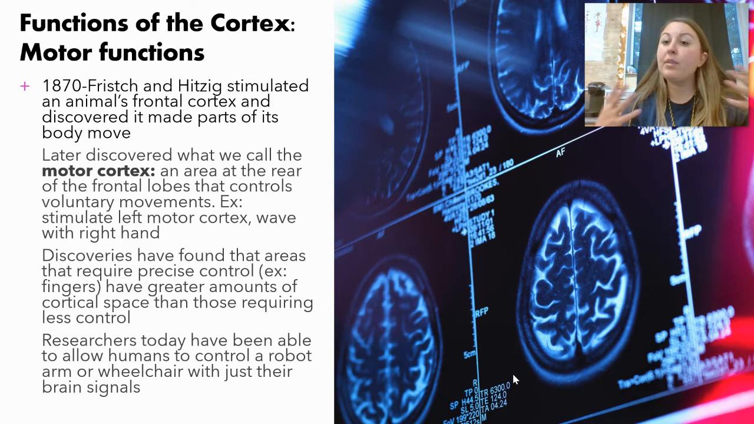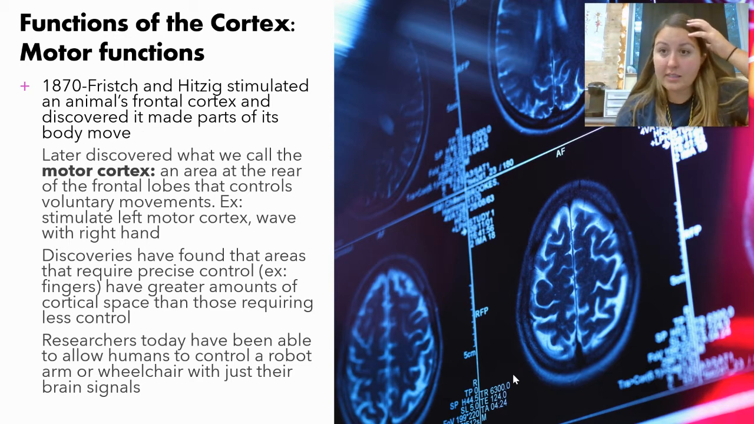Now, something that's funky about our brain is that when we do things with our body, it's controlled by the opposite side of the brain. So, for example, if I wave at you with my right hand, my left motor cortex is the one that's directing it to do that.